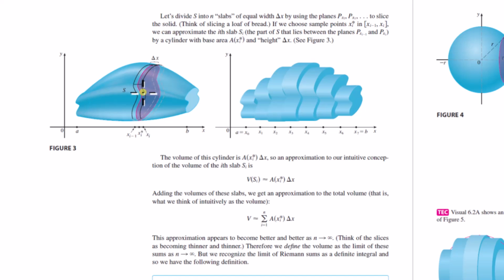Here's one of the elements. You can see the area is evaluated at any point within the interval, where the plane that cuts through the solid is a purely flat, two-dimensional plane. That area times delta x is the volume of this right cylinder. That's this piece.